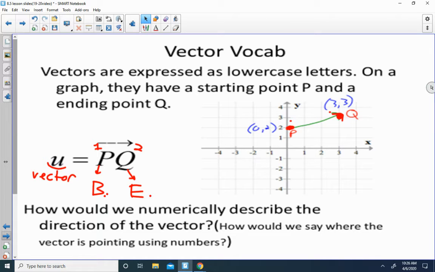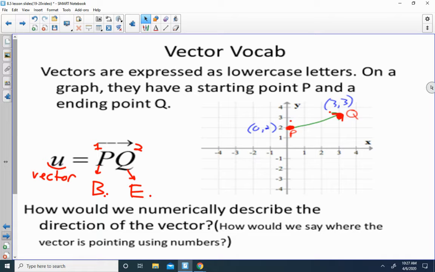So that will be a big help, realizing what your beginning point and your ending point is. Now, if I were to ask you how to numerically describe the direction of the vector, could you explain to me in numbers what direction that arrow was pointing? Well, some of you would probably say, looks like it's going northeast. It's going in the northeast direction.